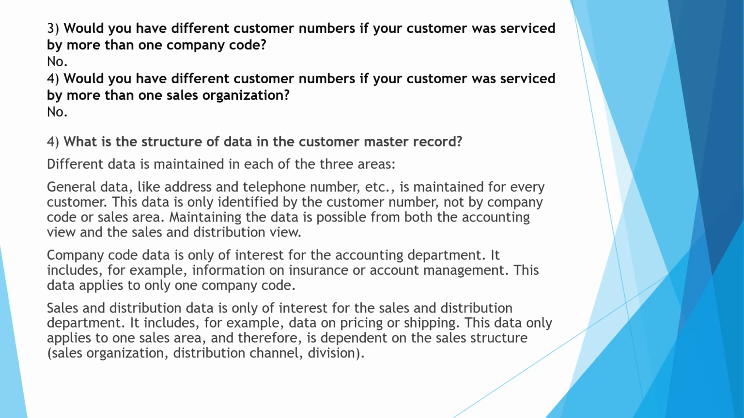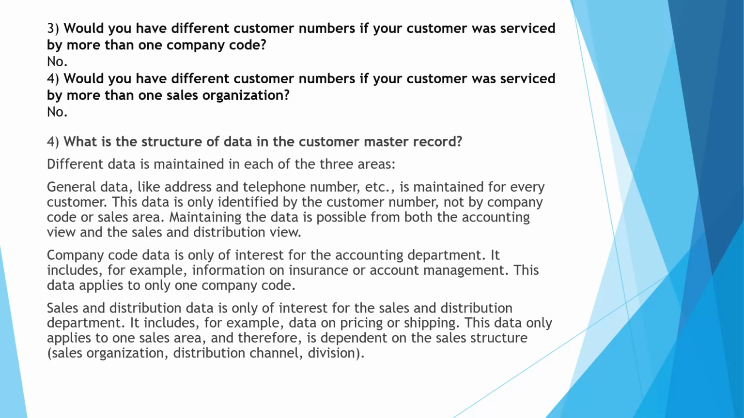We have so many tabs, and within the tabs so many fields are there. Different data is maintained in each of the three areas: general data, company code data, and the sales and distribution sales area data. General data like address, telephone, etc. will be maintained.